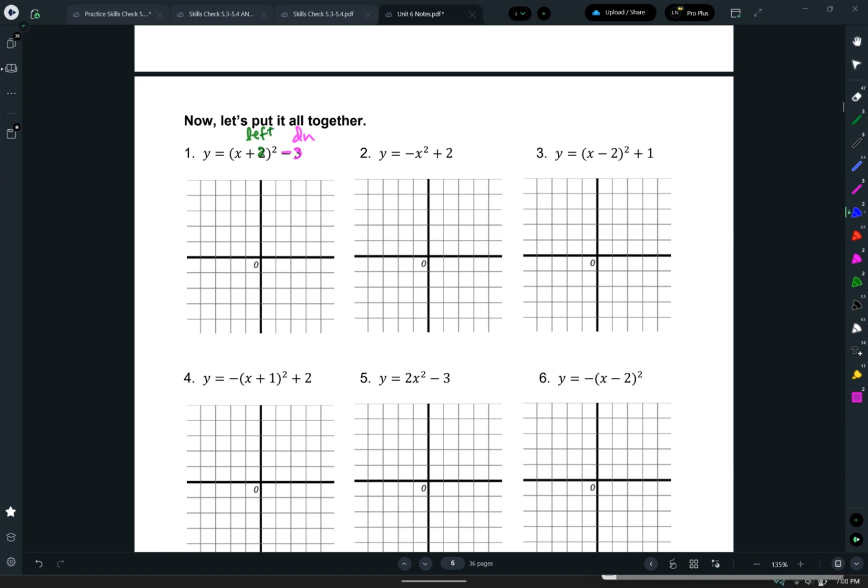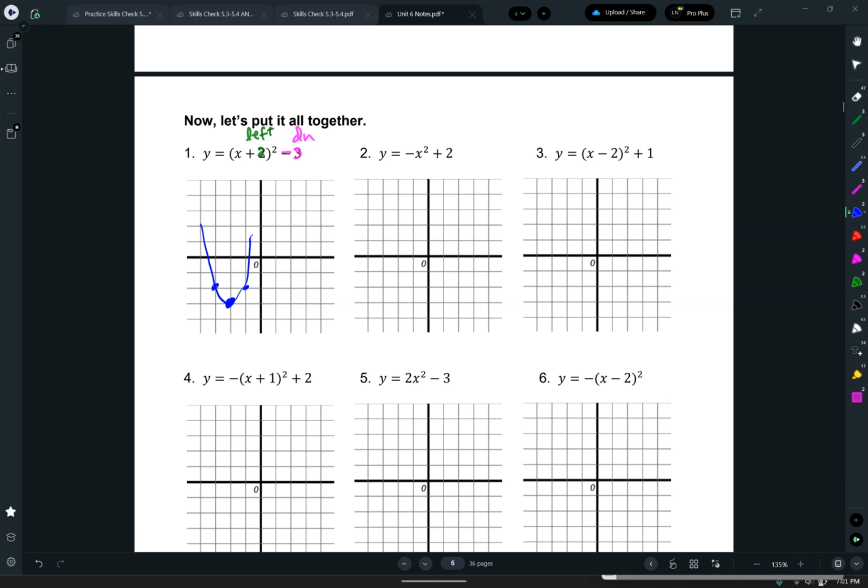So the basic parabola starts right here at the origin. So from that point, I'm going to shift 2 to the left and at the same time 3 down. Okay, so no longer is it right here at the origin. It still has the up 1 over 1 because it's still the exact same shape. It's just shifted left and down. So there is the parabola. It's shifted left and down. Okay, go to number 3. We can't do number 2 yet because we haven't talked about what that negative does.